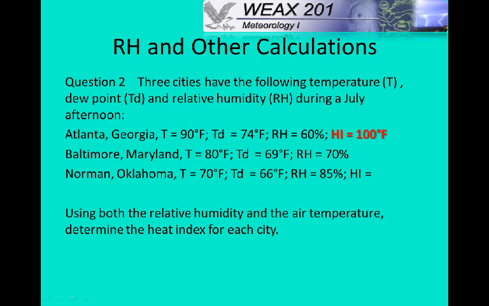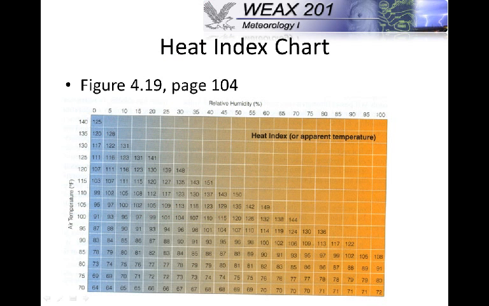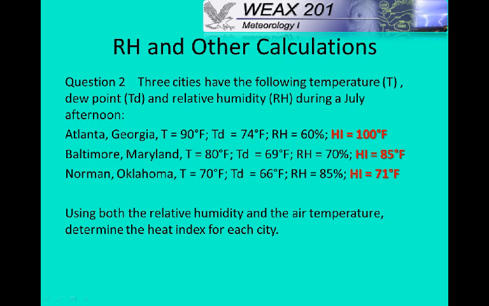When we look forward to Baltimore and Norman, we go back to our heat index chart for figure 4.19, page 104. Apply the air temperature and relative humidity. You should be able to compute a heat index of 85 degrees Fahrenheit for Baltimore and a heat index of 71 degrees Fahrenheit for Norman, Oklahoma.